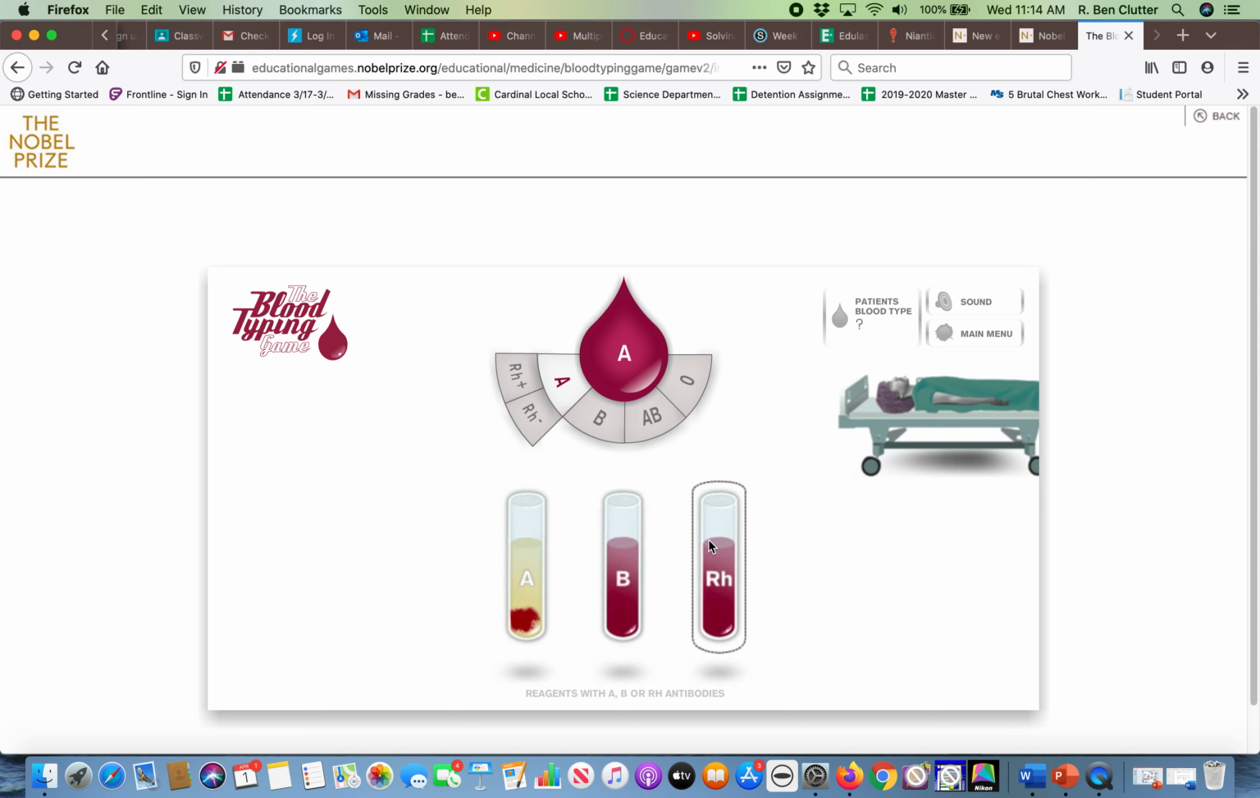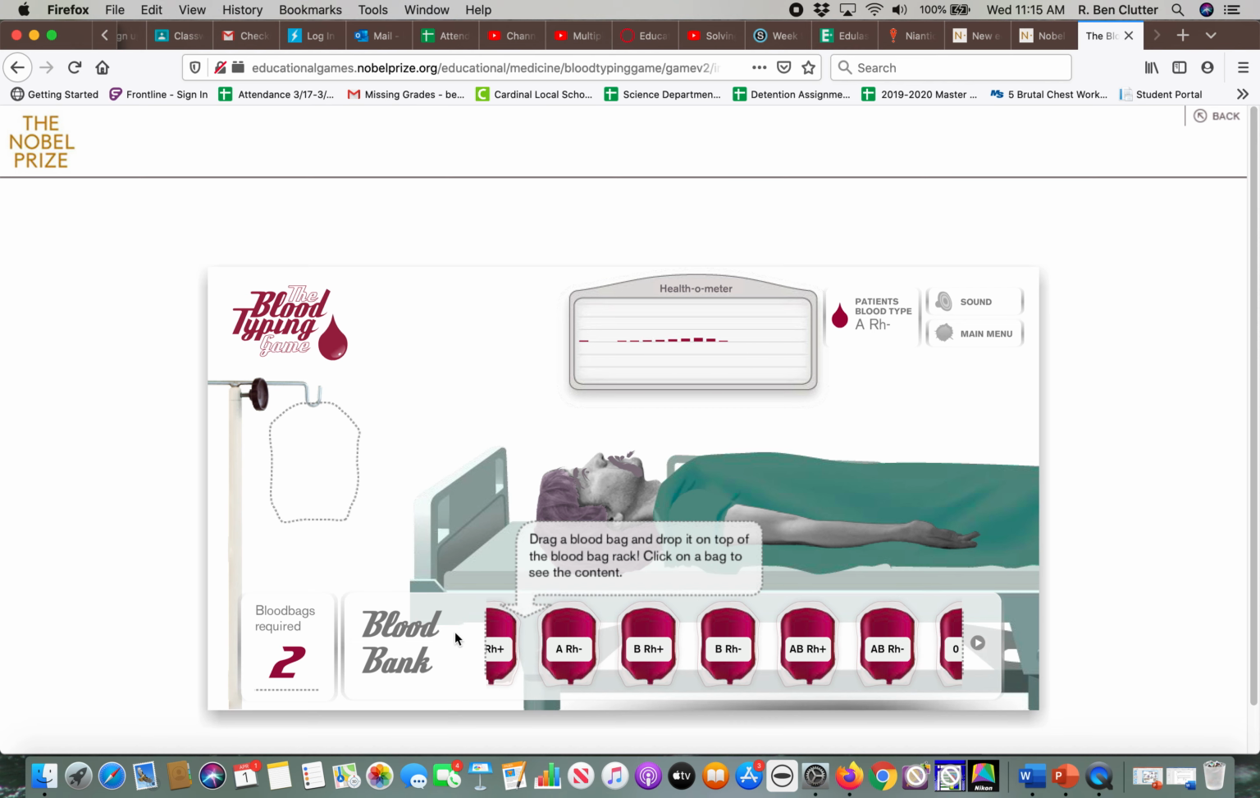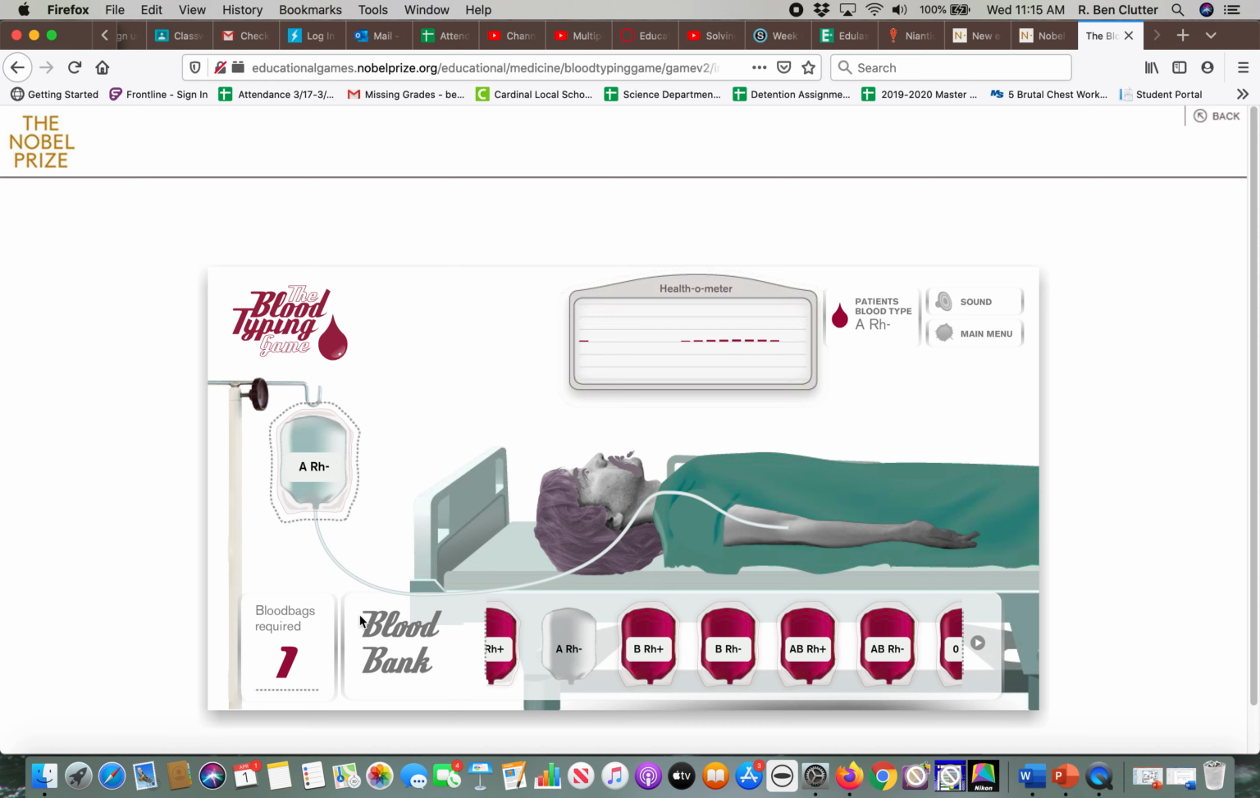Blood transfusion time. What blood types can we give him? What did we say he was? Right here, A negative. So which blood types can we give him? I think since he's A negative, we can give him A negative. That makes him happy. But he needs another pint. So maybe you're saying, well, I think he can get A positive. Let's just see. Can A positive work?